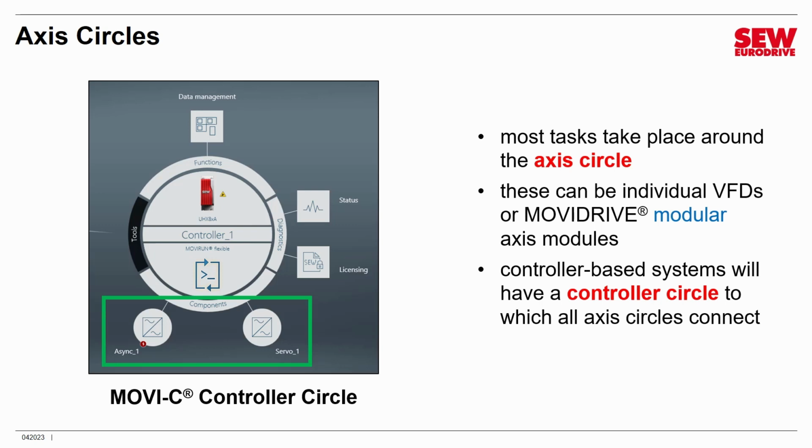In a small single VFD system, it's probably not so important just because things are pretty obvious. But do be aware of that. These circles are really kind of the heart of the picture. Another thing to understand is all axis circles are more or less alike. There are some variations in what's visible, but once you've seen one, you kind of understand them all.